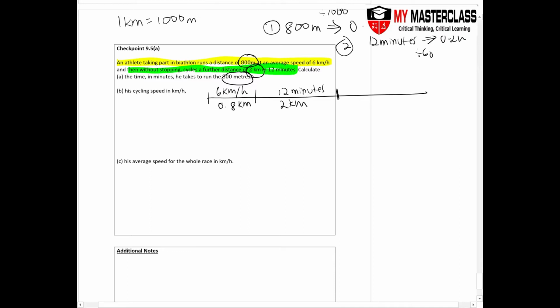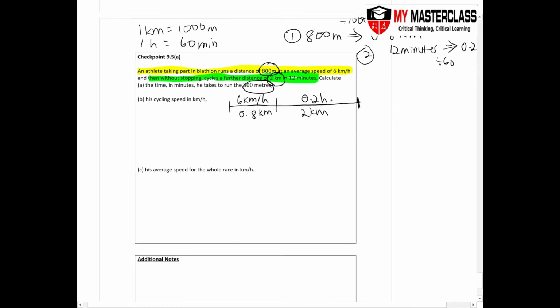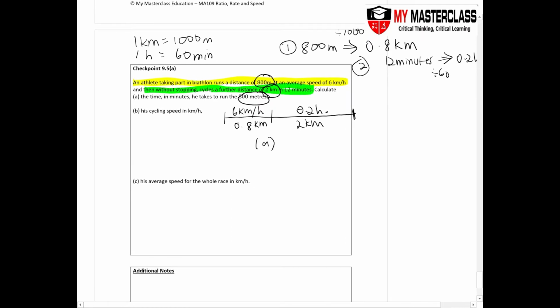Now, how do I get divide by 60? For every 1 hour, it means that it is 60 minutes. So do your conversion accordingly. Once done, you know that this is 0.2 hours. Now let's take a look. What's the first question? They're asking you to calculate the time in minutes he takes to run the 800 meters. So first step, for part A, let's see.